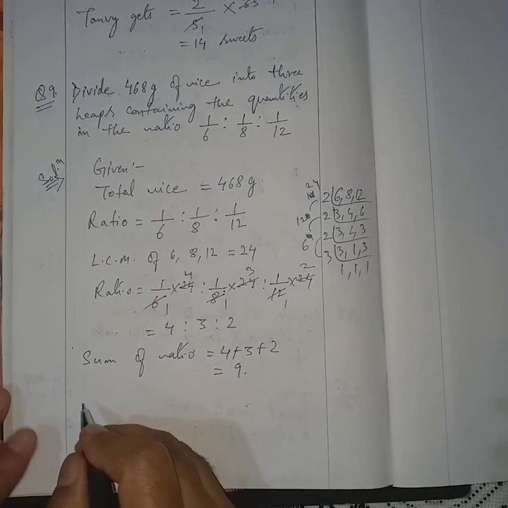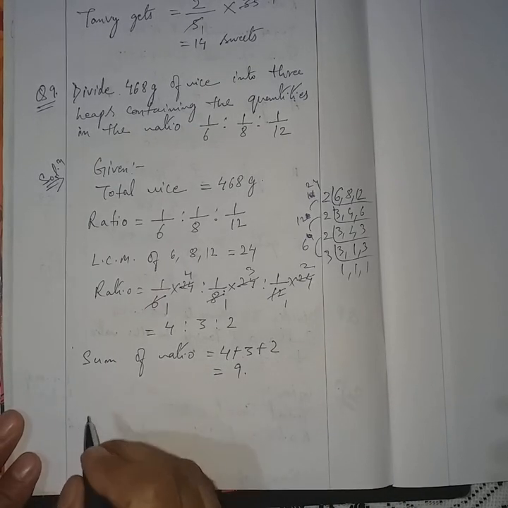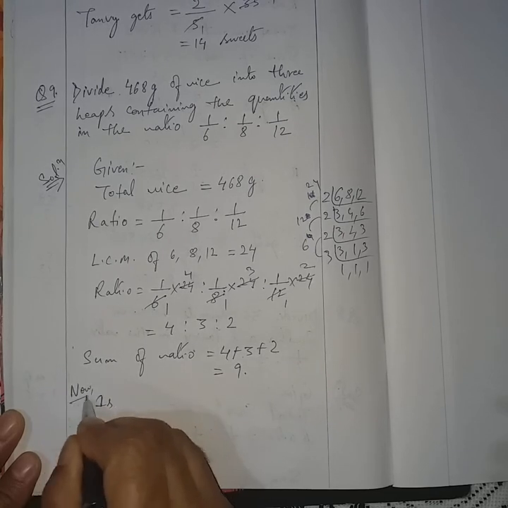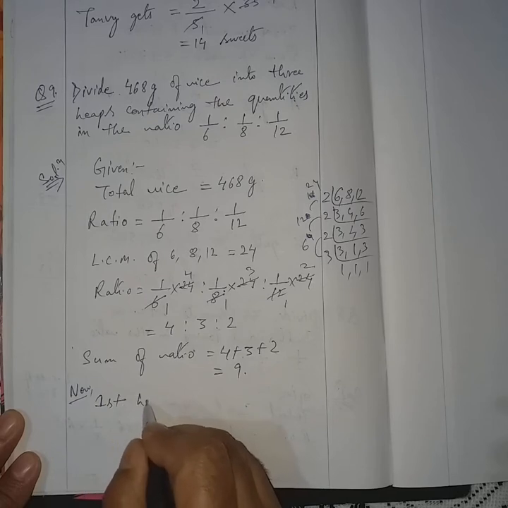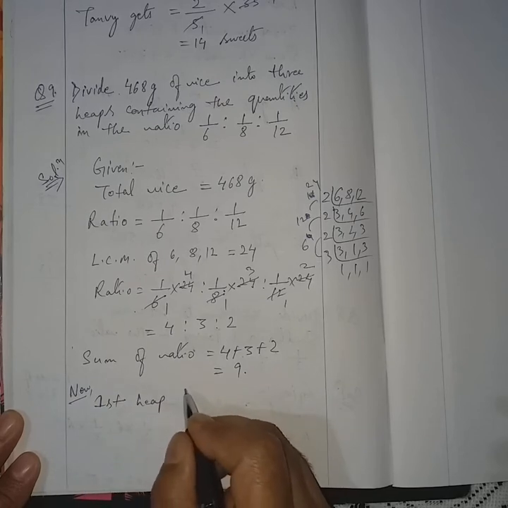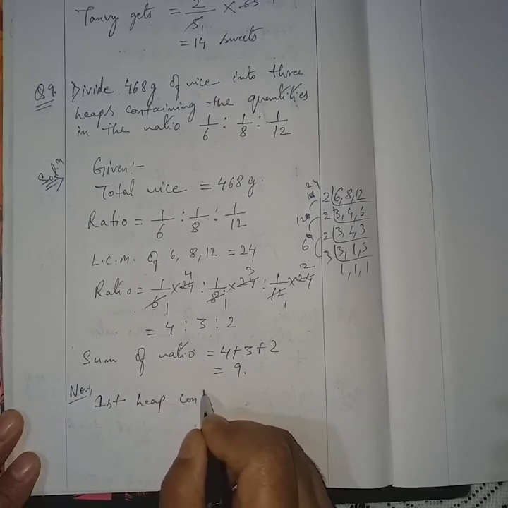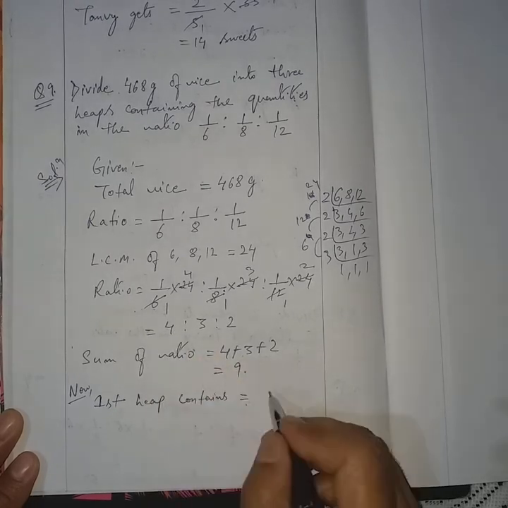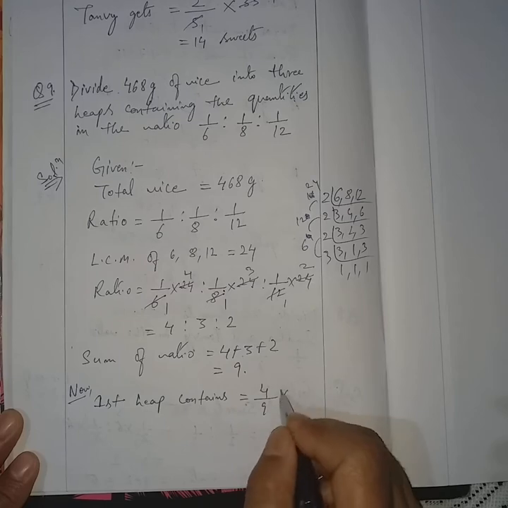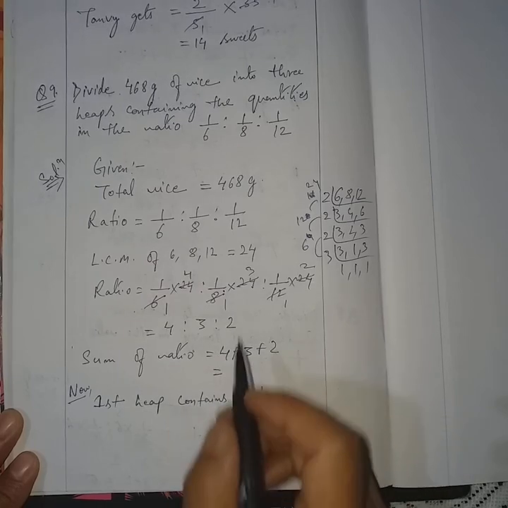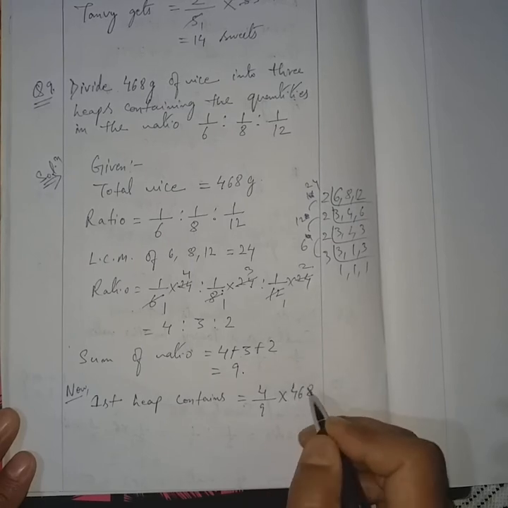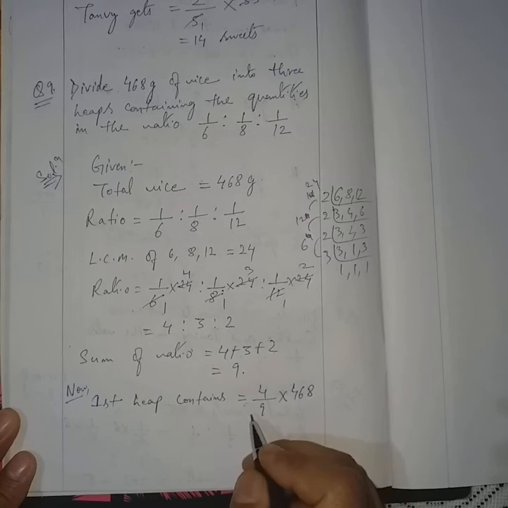Now first heap, second heap and third heap. Okay, first heap. Now the first heap contains how much rice? 4 by 9 into 468. This is the total amount of rice, total quantity of rice, 468. Now we can cancel it.